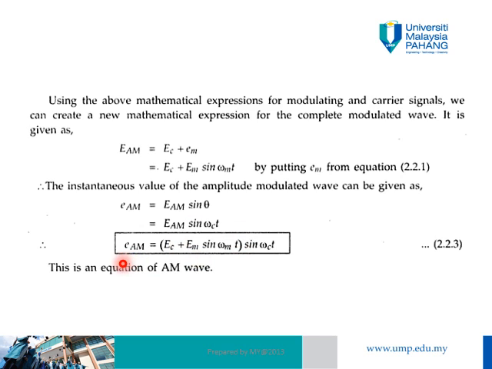So the equation for the envelope is eAM equals EC plus EM sine omega m t, the amplitude part, times sine omega c t. The signal has a constant frequency, which is the same as the carrier frequency.